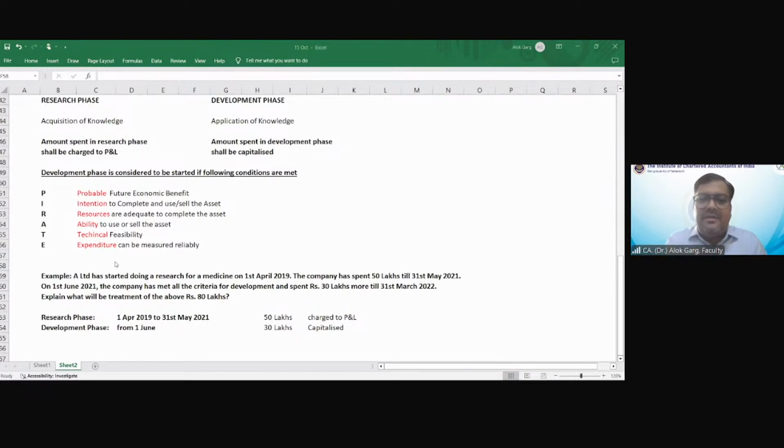Sir, there is one more important part here. This is a very subjective thing. Let's say the company is not able to distinguish between the research phase and the development phase. Then what to do? At times, the company is not able to clearly demonstrate that its development phase has started, and yet the company has visibility.